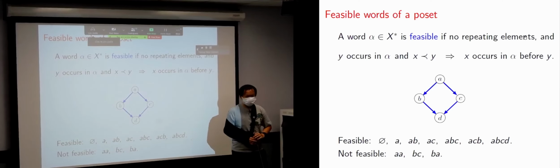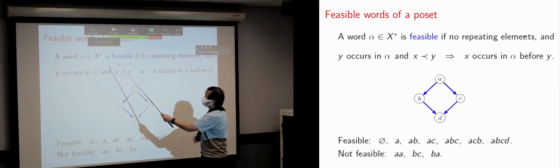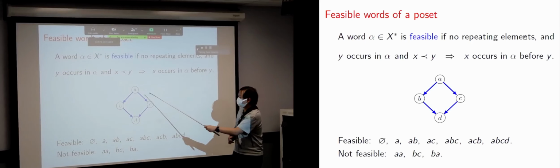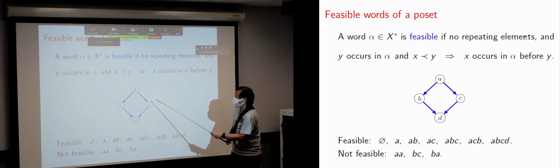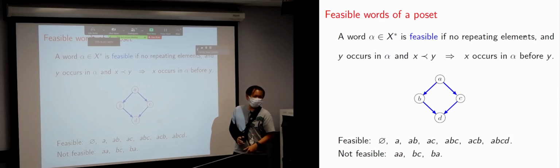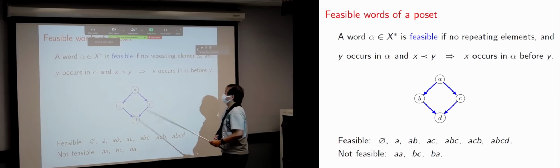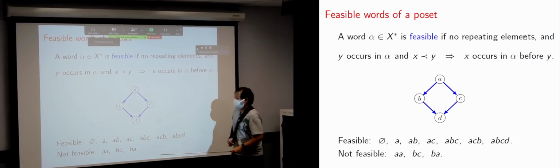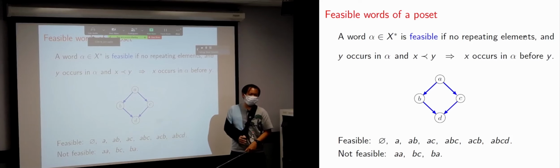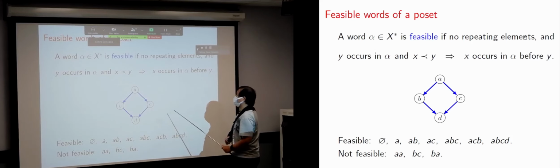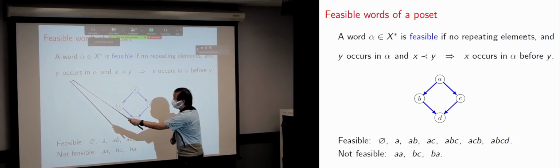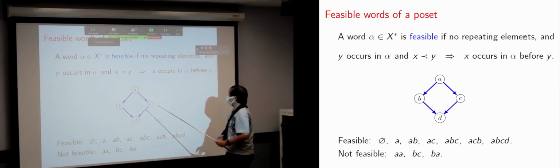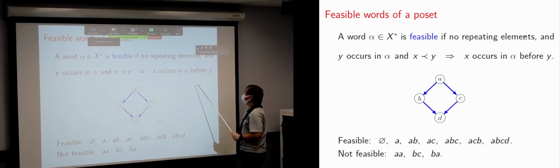It requires less notation. So here, alpha is a word where the letters come from the elements of the poset. For this poset, the elements are A, B, C, D, so your word's letters will be from A, B, C, and D. And we say that a word alpha is feasible if there are no repeating elements. For example, AA is not feasible because A repeats twice. And also such that whenever a letter y occurs in your word, and you know that x is strictly less than y, then x must occur in alpha before y.